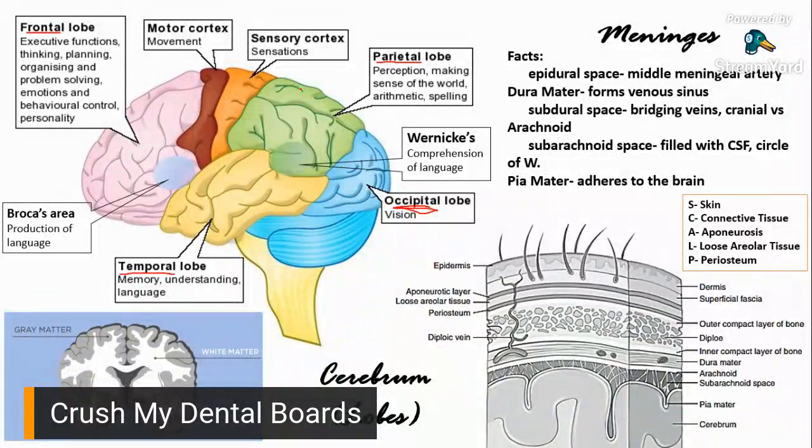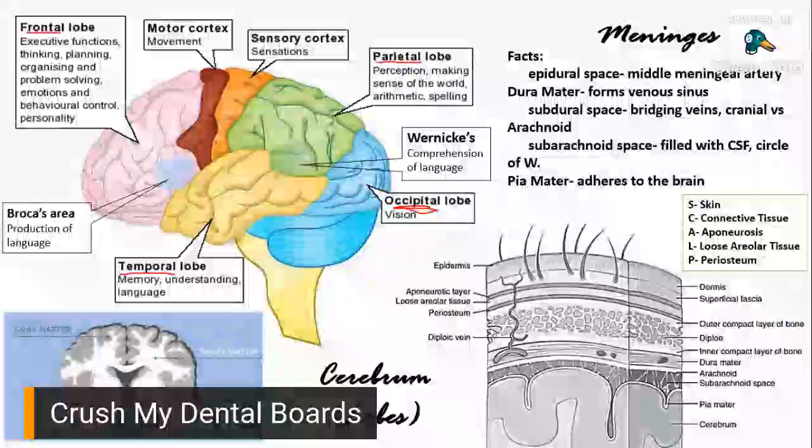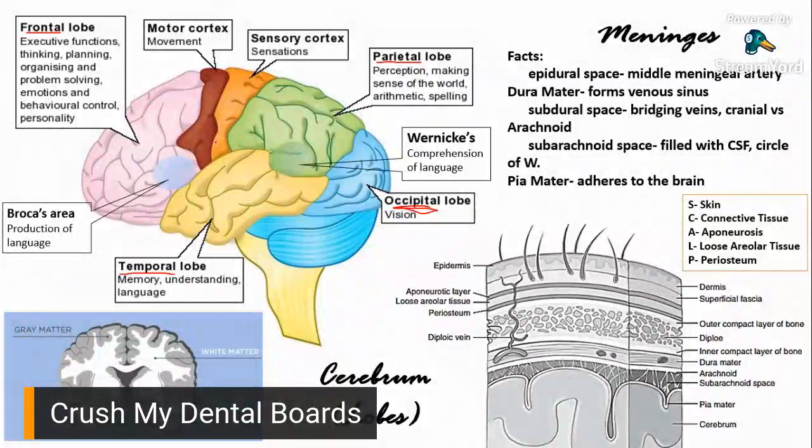Now, in the cerebrum, aside from the four lobes, we also have your motor cortex and your sensory cortex. Of course, motor, we all know, it means it's responsible for movement. And then the sensory cortex is the one responsible for interpreting sensations, senses, anything that has to do with senses.